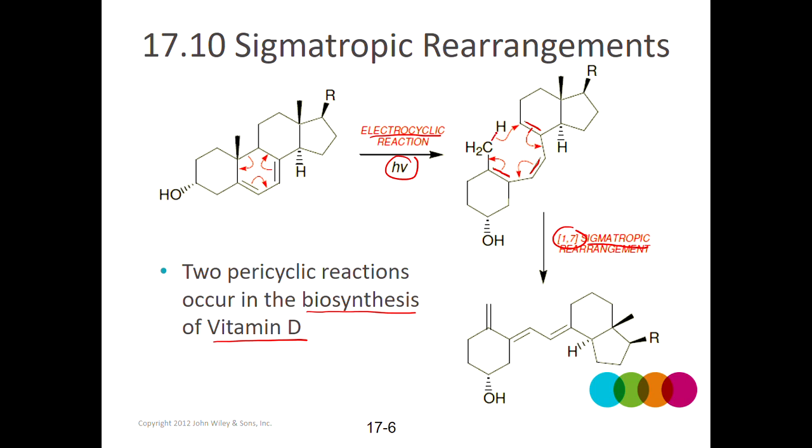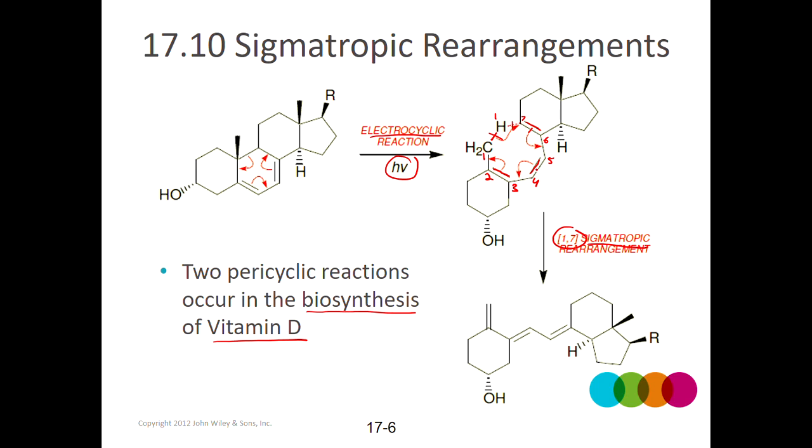So I have one sigma bond breaking, and then when that shifts over here, it's going to make a new bond between this carbon and this hydrogen. So looking at the atoms on this side of where the two sigma bonds are breaking and forming, I have one atom. And on the other side, I've got 1, 2, 3, 4, 5, 6, 7. So that's why it's a 1,7 sigmatropic rearrangement.